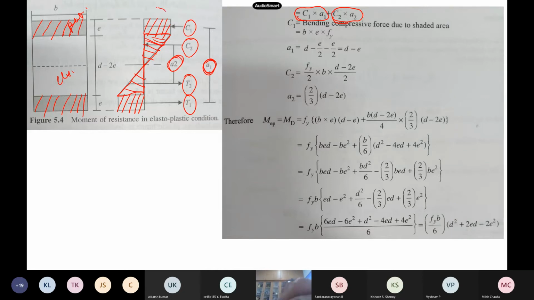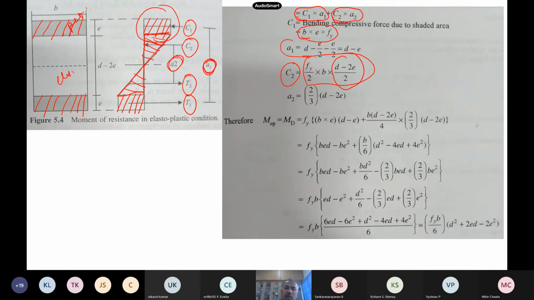So the compressive force, the area of this one is B into E into Fy. This is the area of this one, but the area of C2, say, is still a triangle. So this width you have to find out, (D minus 2E) by 2, into B into Fy. This 2 comes from the triangle, half of the rectangle. So this is the area of C2.